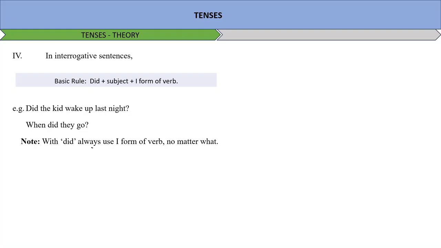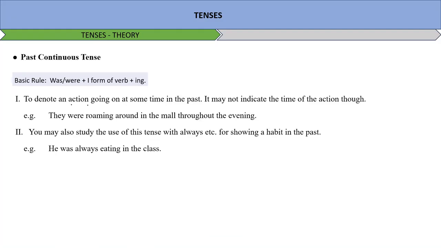Okay? Next. Past continuous. It is used to denote an action going on at some time in the past. It may not indicate the time of the action though. They were roaming around in the mall throughout the evening. Don't know the exact timing, but they were doing this activity. So past plus ing. You may also study the use of this tense with always etc. for showing a habit in the past. He was always eating in the class. So previously he used to do this for a continuous period of time. Maybe not now, but it was a habit which he used to pursue. So you can use past continuous for that.